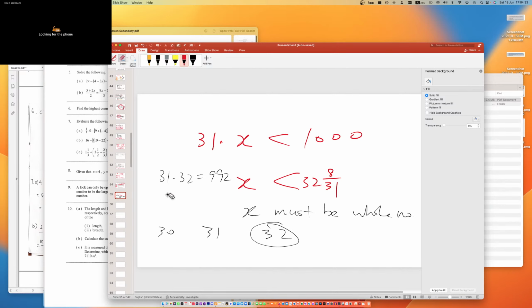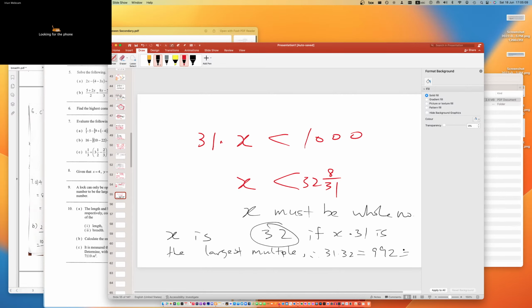Yes. So in fact what you need to show is all this. So x must be a whole number. Therefore, x is 32 if x times 31 is the largest. They say largest multiple, right? Yeah, multiple. Therefore, 31 times 32, the 3 digit number, is 992. So basically, you need to write all this.